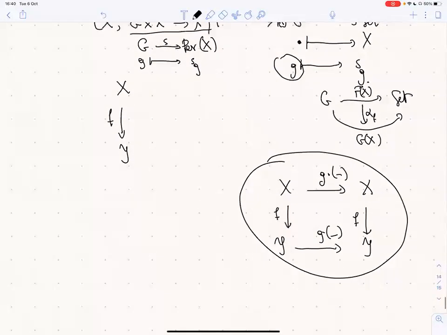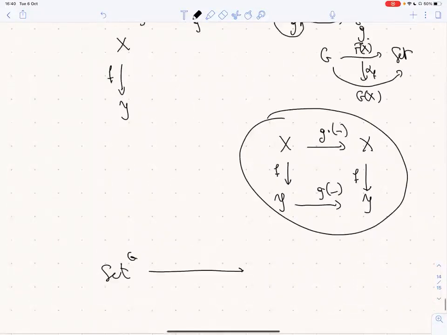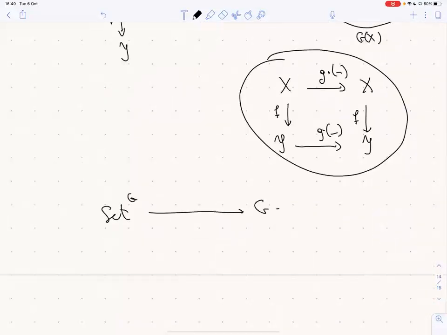And the construction in the opposite direction, so if you start from set to the G and you want to go to G set, what do you do? Well, you take your functor F and you send it to F of the point. And of course, this is a G set. I will leave you here in the sense that you can check on yourself.